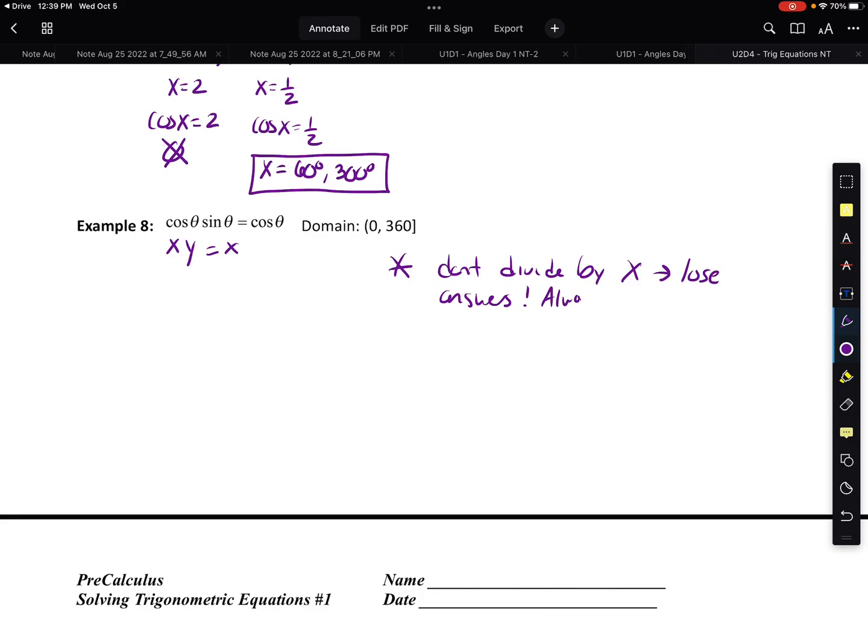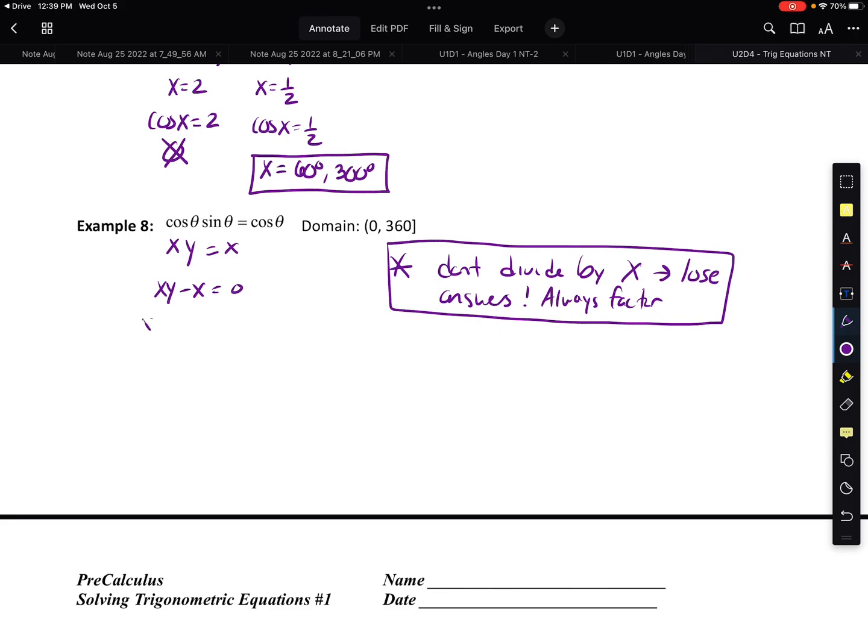So what we always want to do is always factor. Right? Don't divide by x. We'll lose answers. We always want to factor. So if I make it xy minus x equals 0, if I GCF, now I got x equals 0, y minus 1 equals 0, x equals 0, y equals 1. So by doing this, I have some more answers in this situation. Cos x equals 0, sine x equals 1.